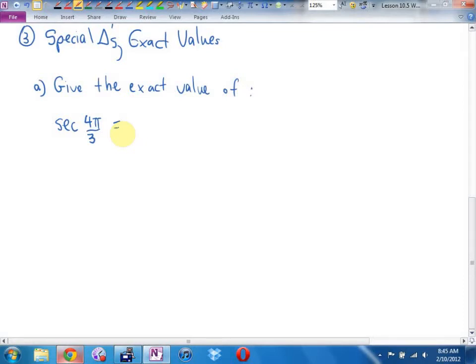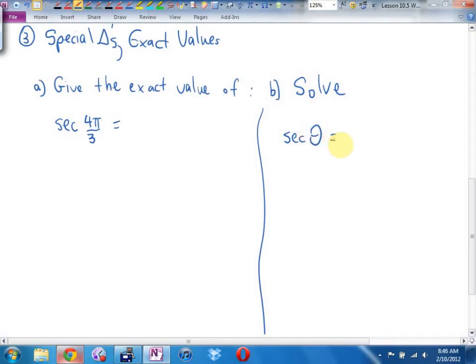We started both of these types of questions the same way. The second type of question went something like this. B. Solve secant of theta equals 2 over root 3, 0 less than or equal to theta less than 2 pi. I've got these side by side. I hope you can see the key difference. We're going to use similar approaches. Special triangle.